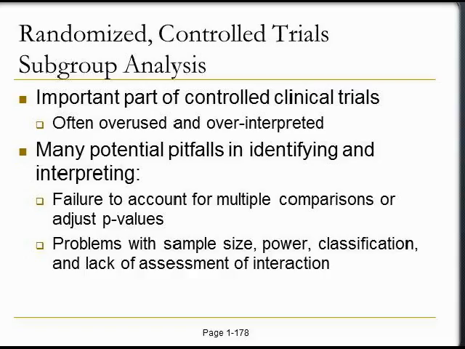I think these are very testable concepts, in terms of examinations of this sort having you work through cases and make decisions about different types of analyses that may have been conducted in a study. Obviously, subgroup analyses are an important part of controlled clinical trials, but yet they're often underused and often overinterpreted. There are lots of pitfalls. One, and probably the most common, is the failure to adjust for multiple comparisons and adjust p-values.